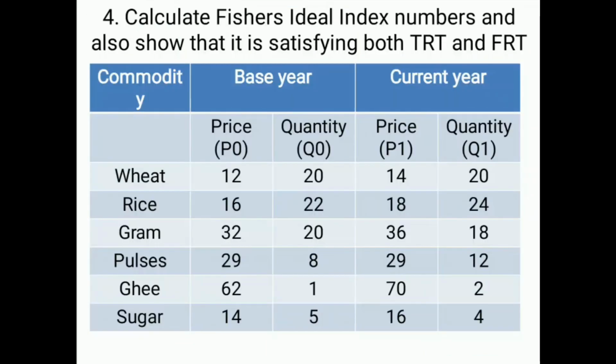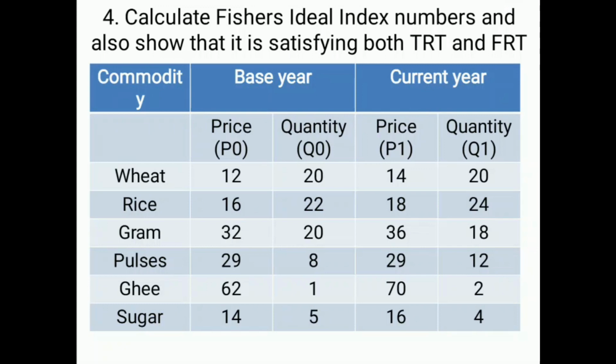Okay, fourth question of section C states like this: calculate Fisher's ideal index number and also show that it satisfies both TRT and FRT. TRT is time reversal test and FRT is factor reversal test.